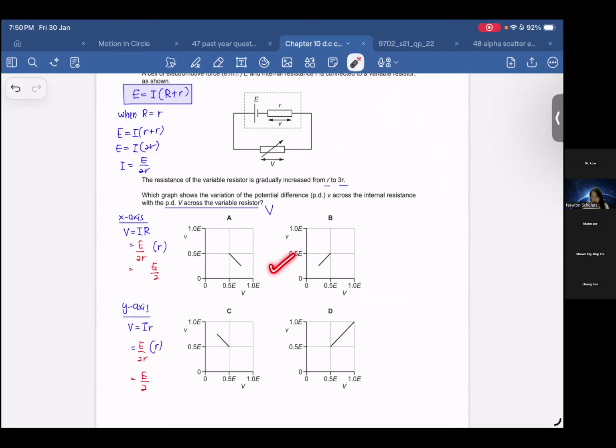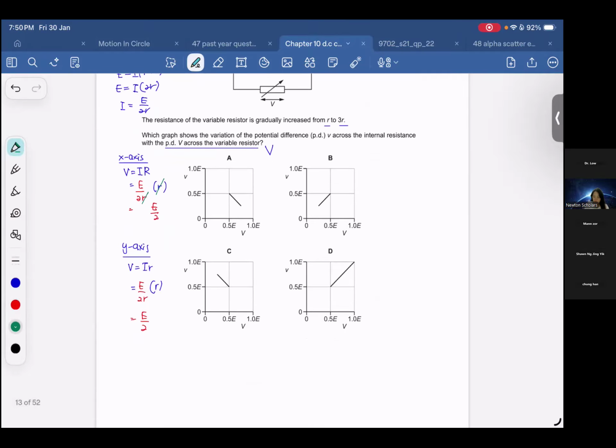Why, teacher, do you need to rearrange the current? It's because, can you see that options A, B, C, D are in terms of E, not in terms of I. But here we have R because later on we can cancel out. The x-axis is the potential difference across the variable resistor. So V equals I times capital letter R, which is the variable resistor. So in this case, it is small r, so we can cancel the small r here. Cancel, so we get E over 2.